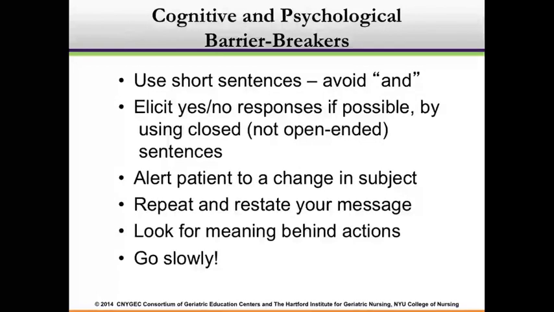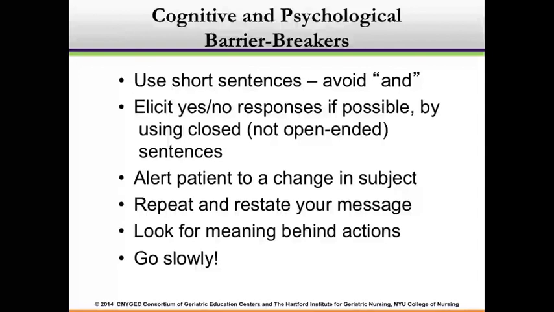So what can you do about this? Well, use short sentences and avoid "and." Take one thing at a time. Elicit yes and no responses if possible by using closed, not open-ended, questions. Sometimes older adults will come and you will be the only source of socialization for the day, and they are happy to talk about all kinds of things and ramble on, and you have 15 minutes for them, so you try to keep them on track.